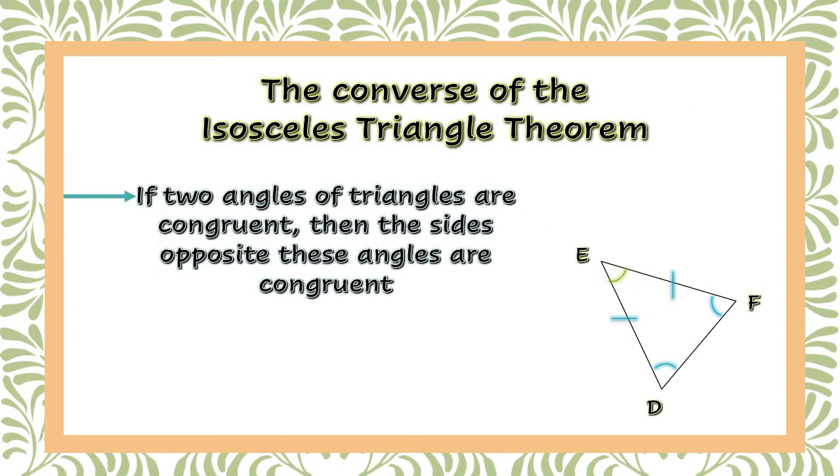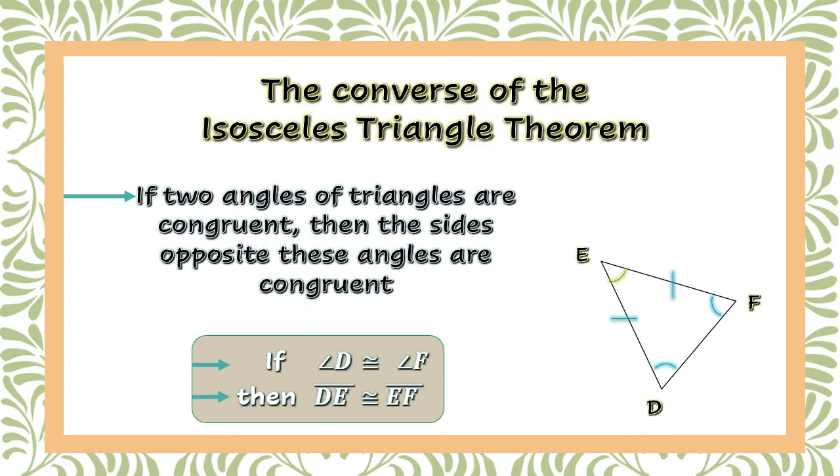Now, let's have the converse of the isosceles triangle theorem. It states that if two angles of a triangle are congruent, then the sides opposite these angles are congruent. If angle D is congruent to angle F, therefore side DE is also congruent to side EF.